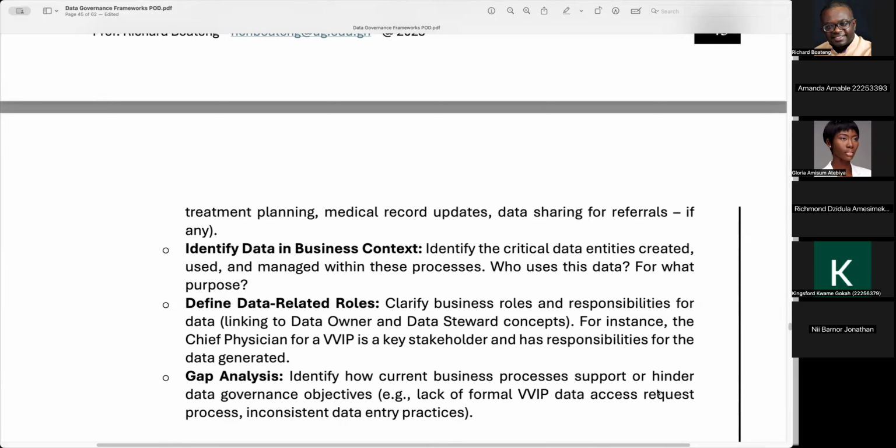A gap analysis here would identify where current business processes might hinder the achievement of data governance goals, particularly insecure manual steps, lack of data validation, or processes that fail to adequately support them.